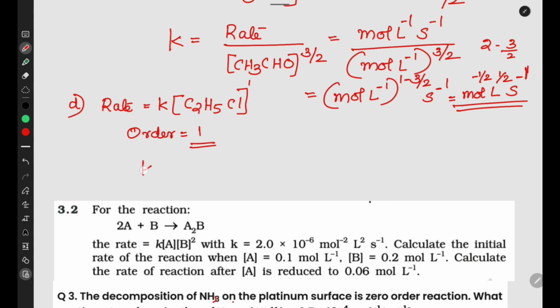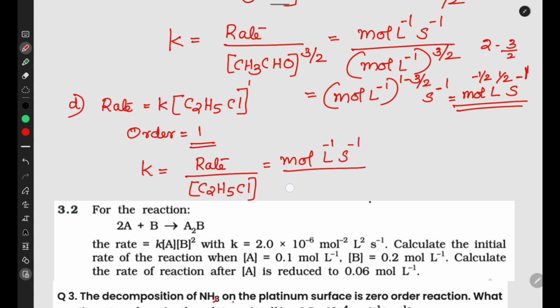Now unit of K is equal to rate by concentration of C2H5Cl. Unit of rate is mole liter raised to minus 1 second raised to minus 1 and unit of concentration is mole per liter. So mole per liter and mole per liter got cancelled. So our unit is second raised to minus 1.